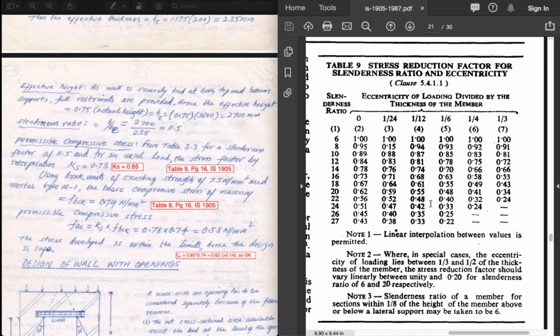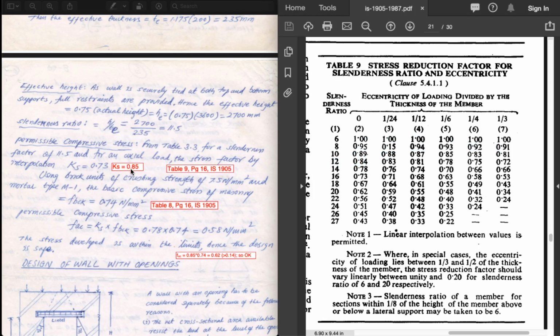For this particular problem, we do not have any eccentricity. It is not mentioned anywhere in the question, so we take eccentricity as 0, which is the first column. For 0 eccentricity and a slenderness ratio of 11.5, which is somewhere in between 10 and 12, on interpolating we get a stress reduction factor of 0.85. A small correction: it is 0.85, not 0.73, which is written.